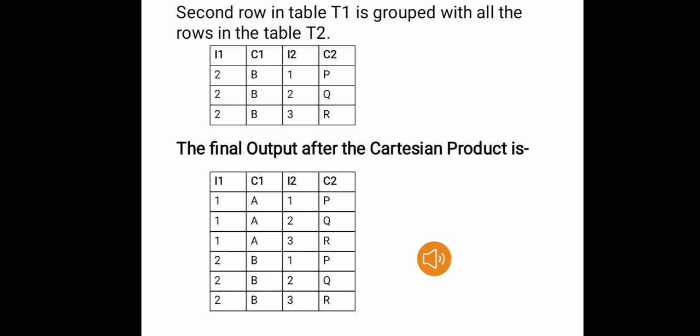As a result, you can clearly see that the first row entry 1A of the table T1 is grouped with all the row entries of the table T2. Similarly, the second row entry 2B of the table T1 is also grouped with all the rows of the table T2.